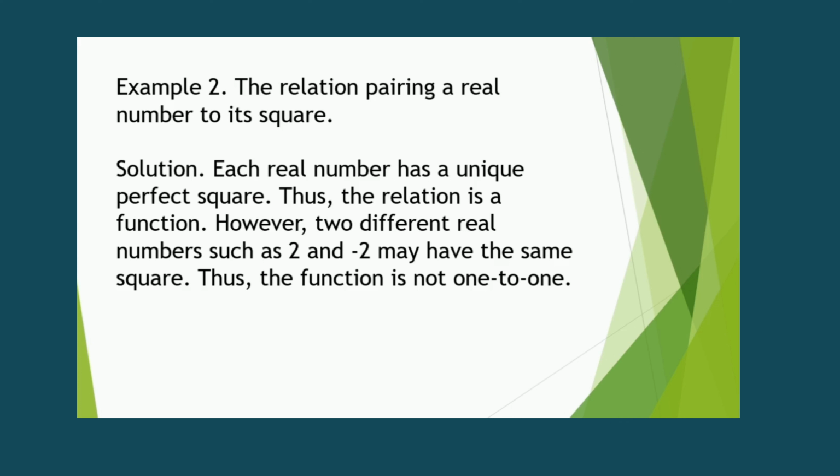Example 2. The relation pairing a real number to its square. Solution. Each real number has a unique perfect square. Thus, the relation is a function. However, two different real numbers such as 2 and -2 may have the same square. Thus, the function is not 1 to 1.